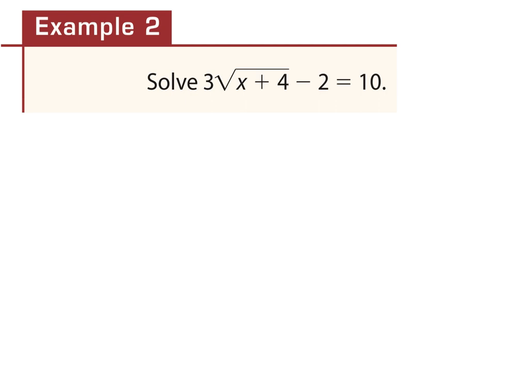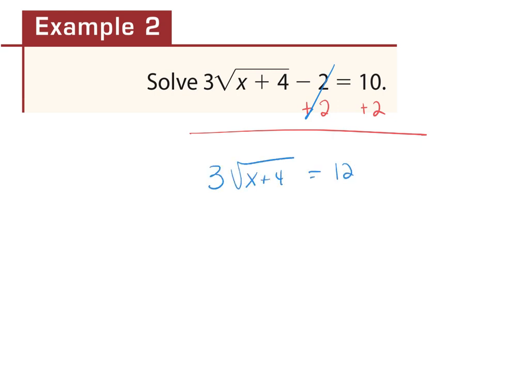All right. So really my first goal is to get the radical completely by itself. So to do this, I'm going to first move anything that has nothing to do with the radical. In this case, I would add that 2 over. Eliminate that. I have 3 square root of x plus 4 equals 12. And then divide both sides by 3. All right. So that cancels. I have x plus 4 in the root. I have 4 over here.